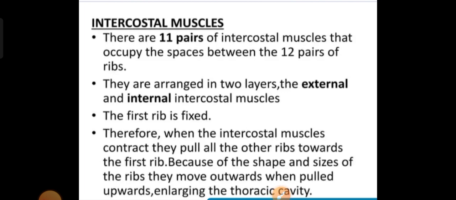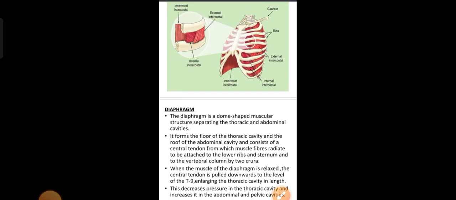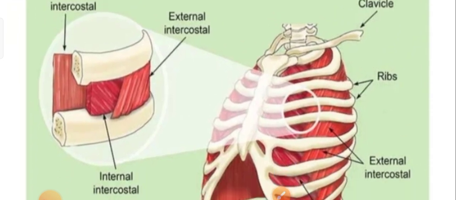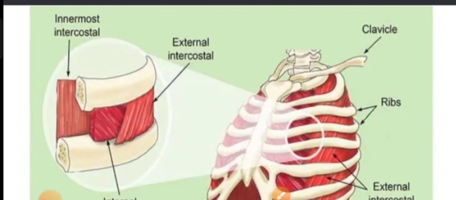The first rib is fixed. Always they pull the other ribs towards the first rib, because of the shape and size of the ribs, they move upwards when pulled, enlarging the thoracic cavity. See here, intercostal muscles, external intercostal muscles.